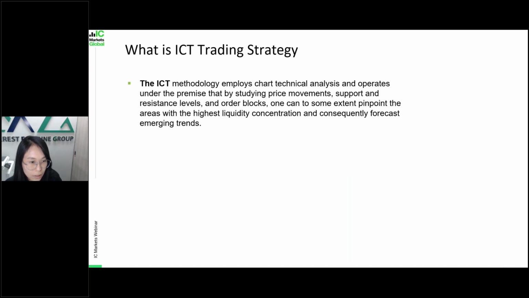These strategies are executed at certain times of the trading session to ensure trading volume is high enough to move price swiftly. So there is a kill zone in the trading session where ICT traders like to place their trades. The methods utilize supply and demand within the markets.